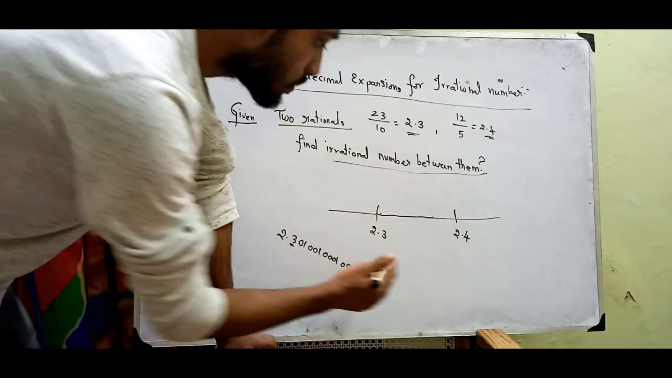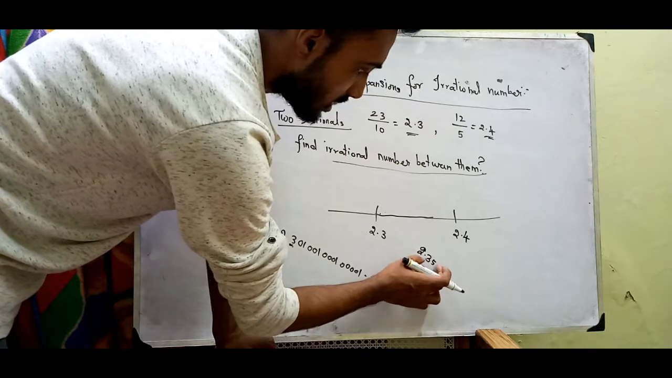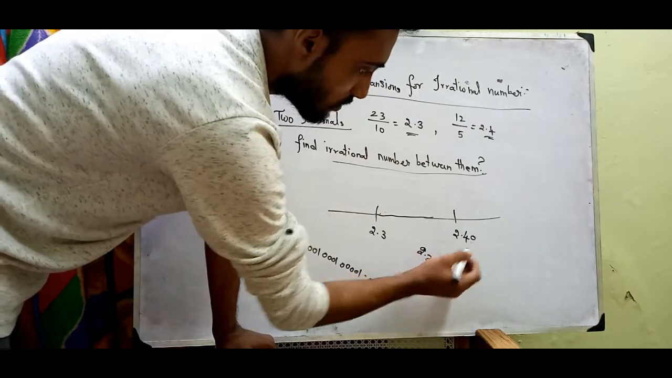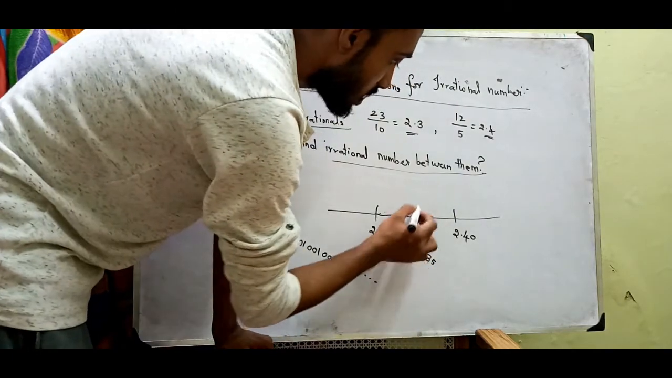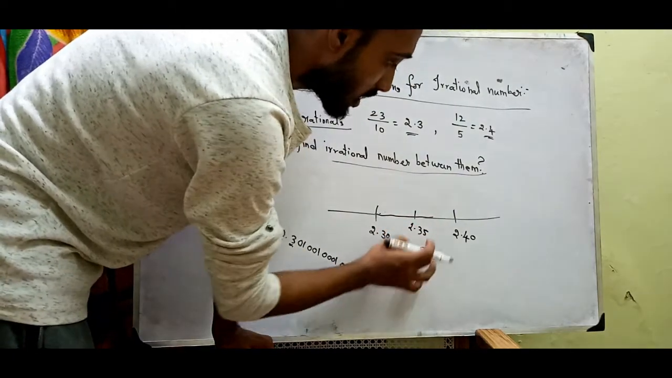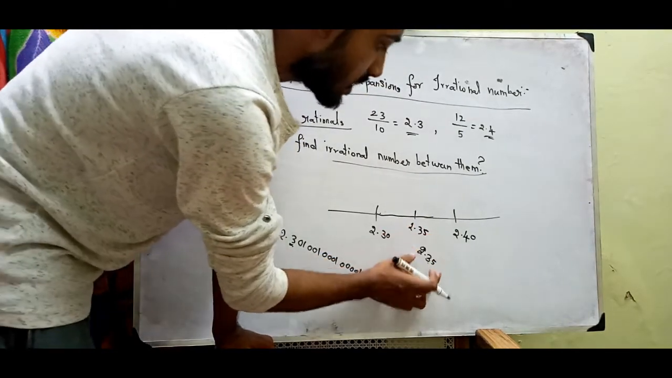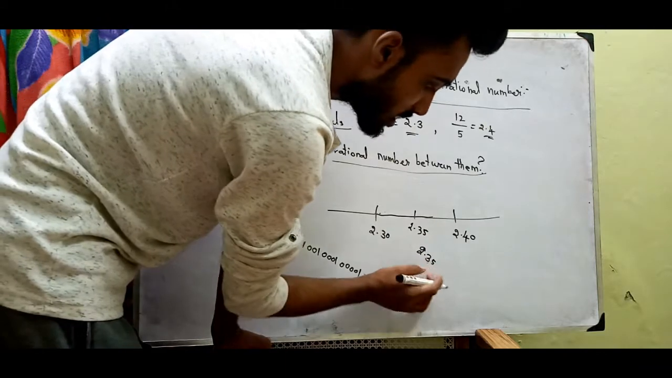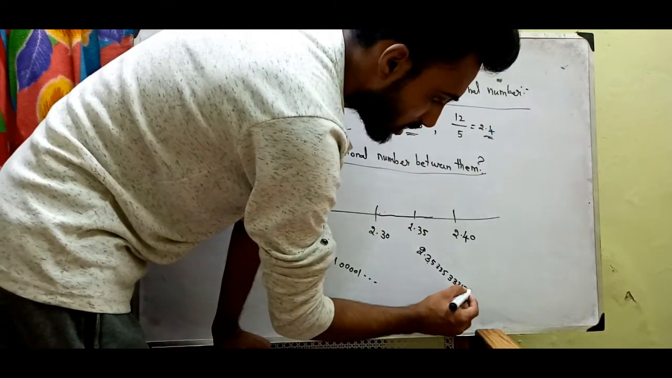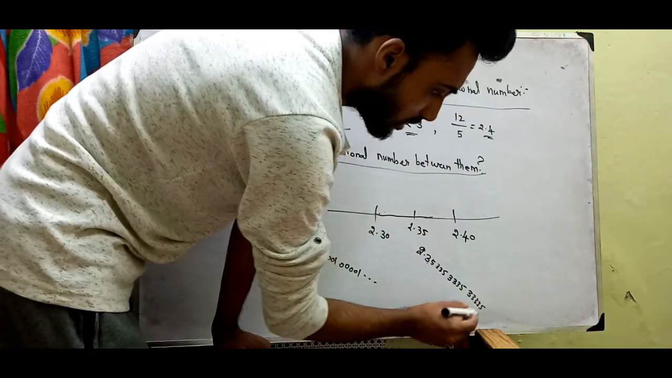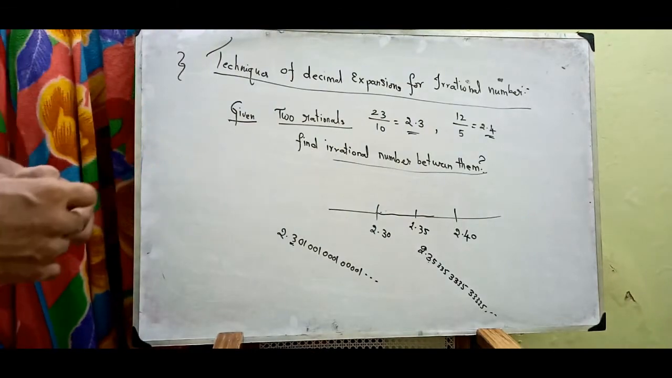Not only this one. If you want, you can write 2.35. Suppose we take 2.35. This is 2.40, and this is 2.30, so 2.35 lies somewhere here. If you want to convert this terminating decimal rational into an irrational, you can still write 2.35, 2.335, 2.3335, 2.33335, like this, and so on. This will represent an irrational number.